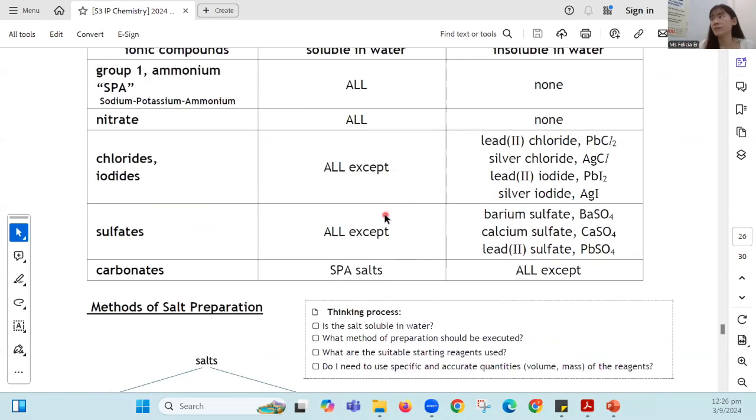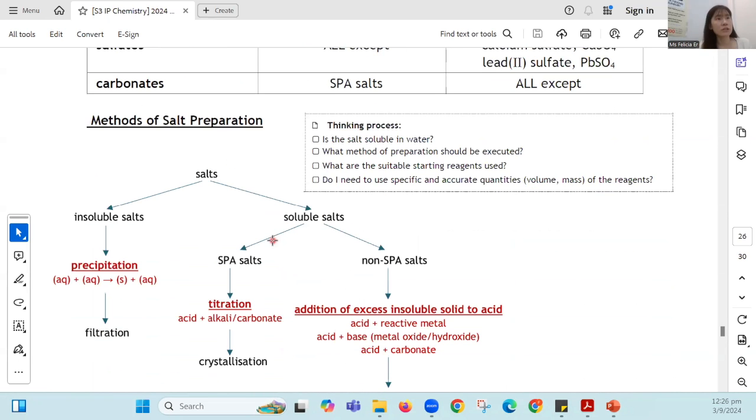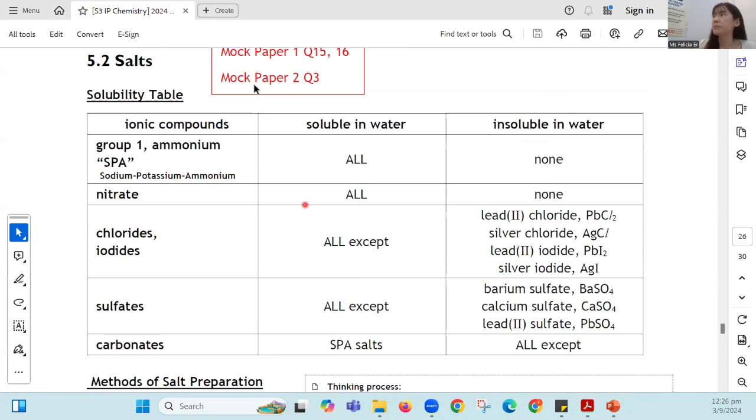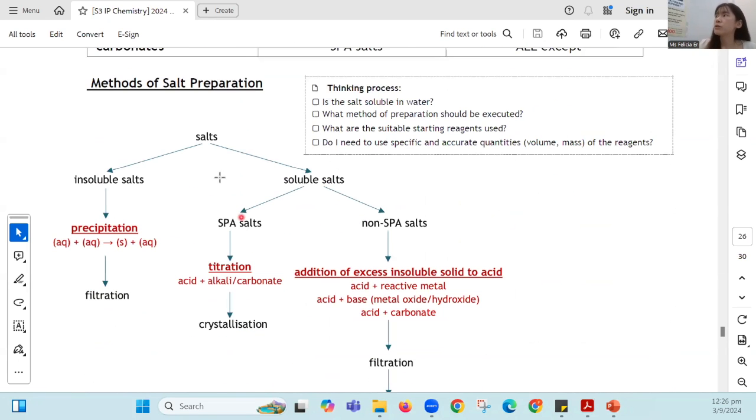If you don't remember the solubility table, you can't even do salts questions. You can't even do chemical equations. You can't even do ionic equations. So minimally you must remember the solubility table. First, you check based on the solubility table above. If it is insoluble, then you carry out a precipitation reaction, because precipitation is to form your precipitate, right?